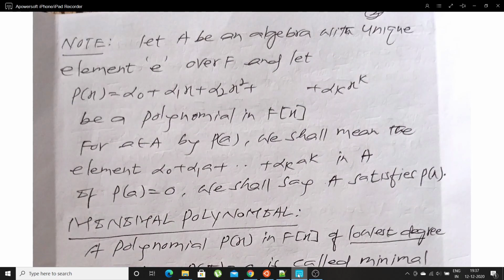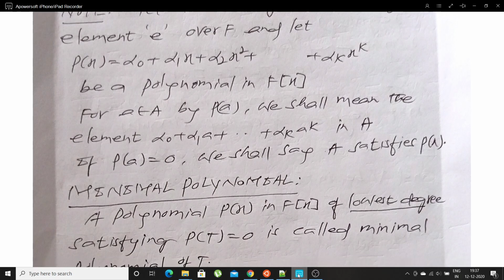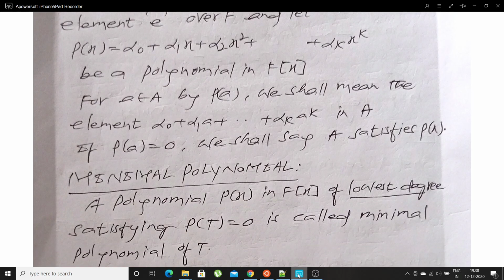Let me start the minimal polynomials today. Let me define the word minimal polynomial. A polynomial, the definition is very simple. As usual, a polynomial, I'll denote it by the notation p of x. A polynomial p of x in F[x]. Here the notation is different. You know, this notation stands for what? Set of polynomial rings. Whenever we write x inside the square bracket, that indicates the set of polynomial rings.